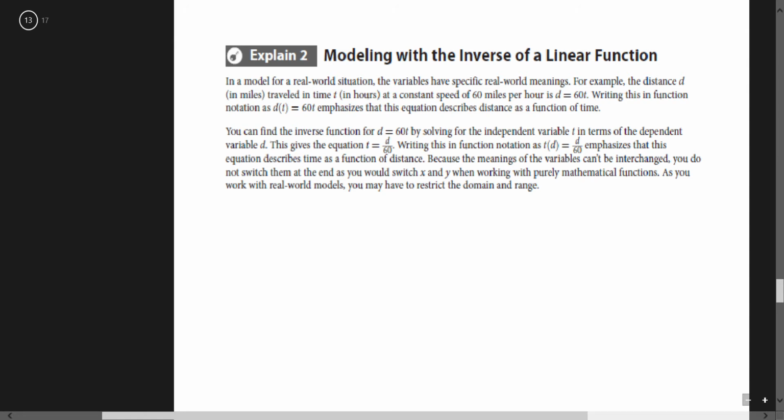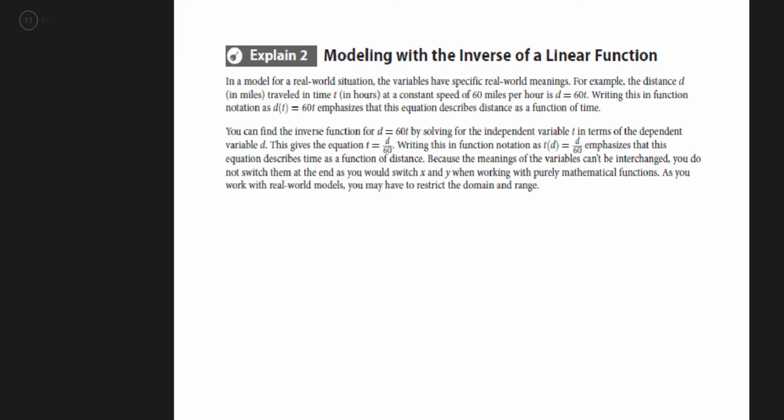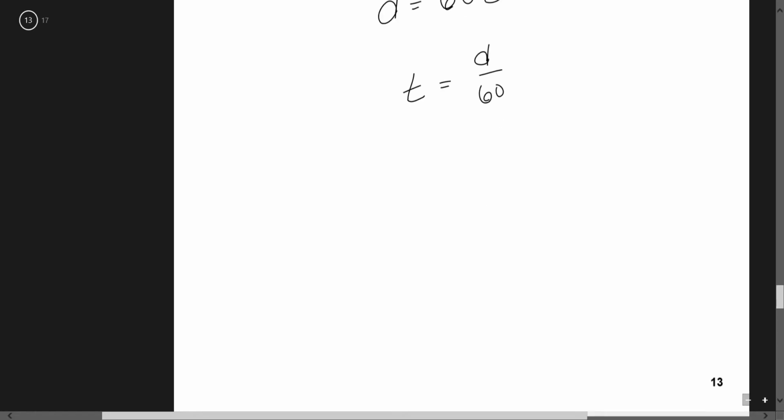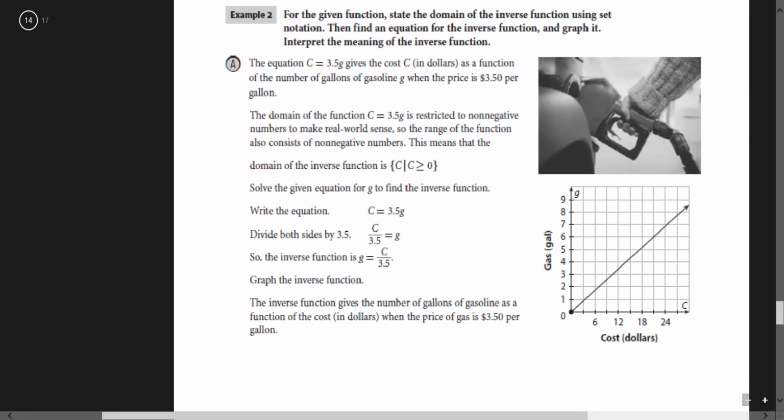You can also model with inverse functions. The key thing with this is you do not switch your x and your y. Since they have specific meanings, instead of switching them at any point, all you do is solve for the other variable. So in this case, if we wanted to solve for t, we divide by 60, and that's it. There are no extra steps here, you just solve for the other variable.